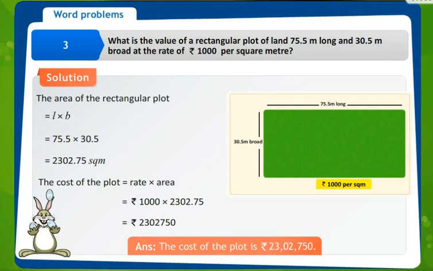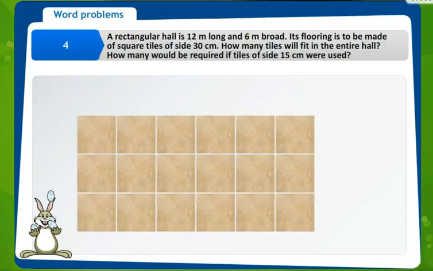How big is the area, what is the length and breadth, and what is the cost per square meter. On that basis we pay the cost of the house. So this is how it is applied in our daily life.